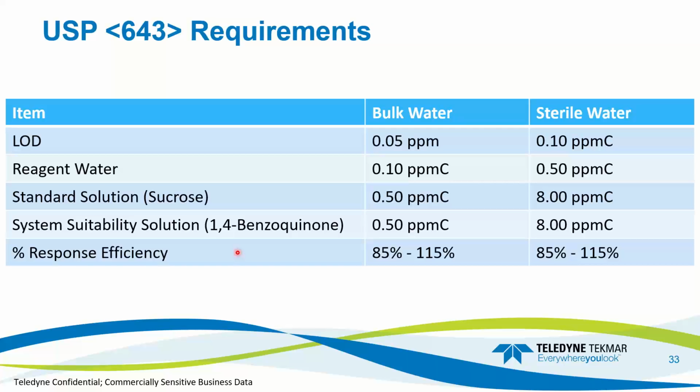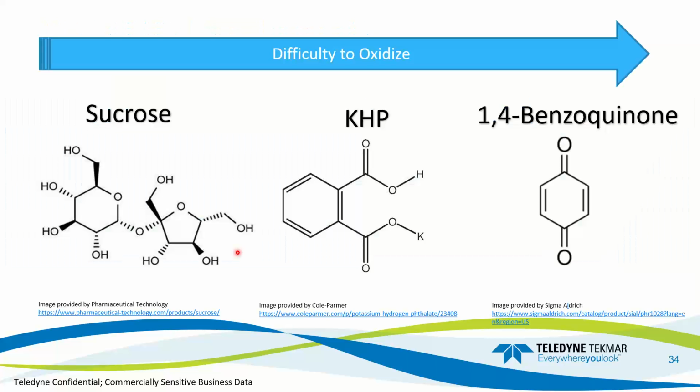Then we also have to look at a certain response efficiency. The response efficiency is looking at the oxidation capabilities of said system, the UV persulfate Fusion system from Teledyne Tekmar. The standard requirements are anywhere between 85% to 115% response efficiency. So you might ask, what is response efficiency? Sorry, let's talk about the difficult to oxidize first.